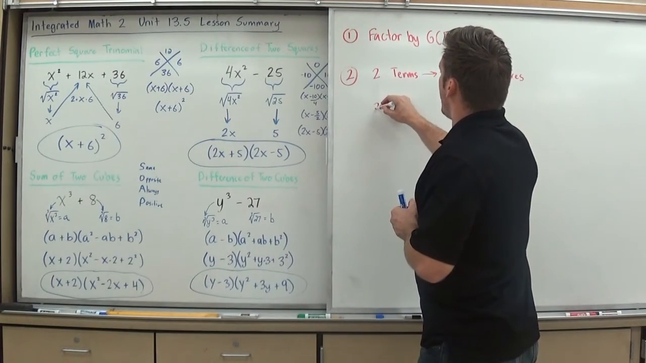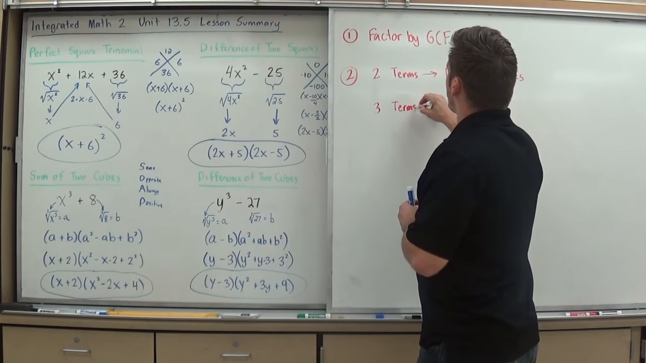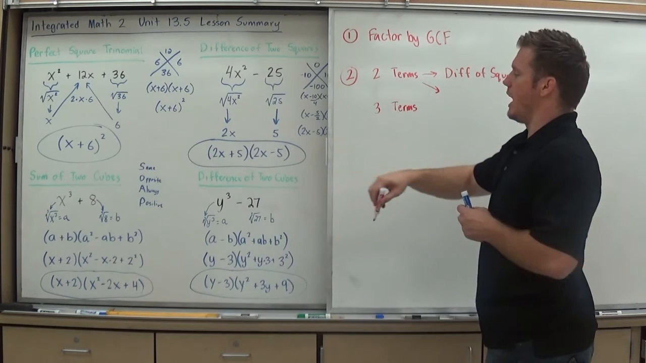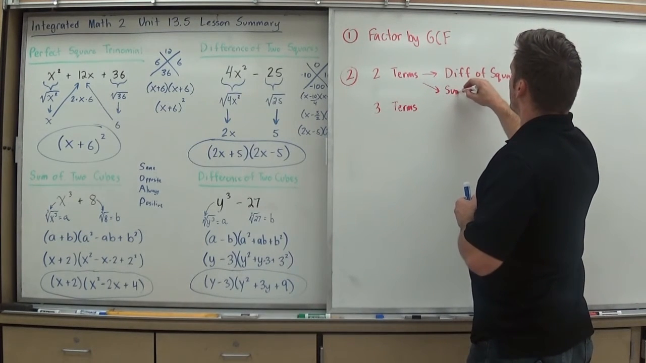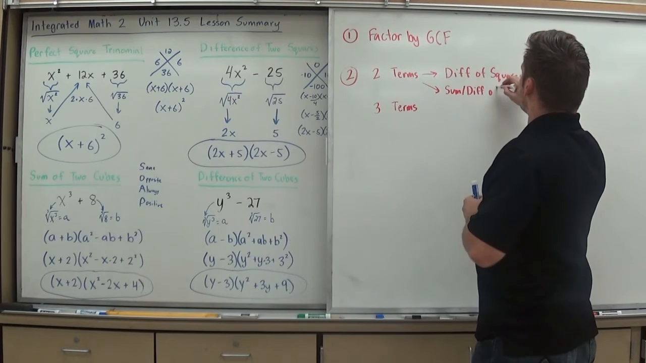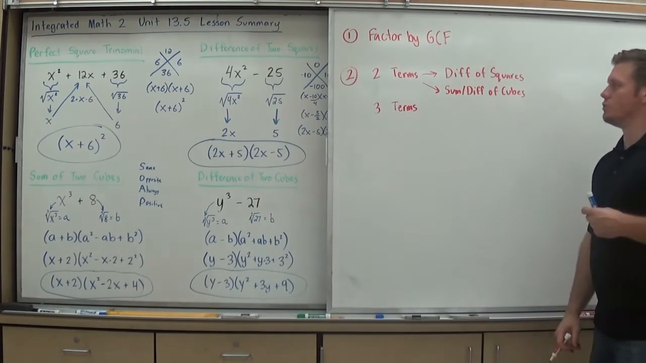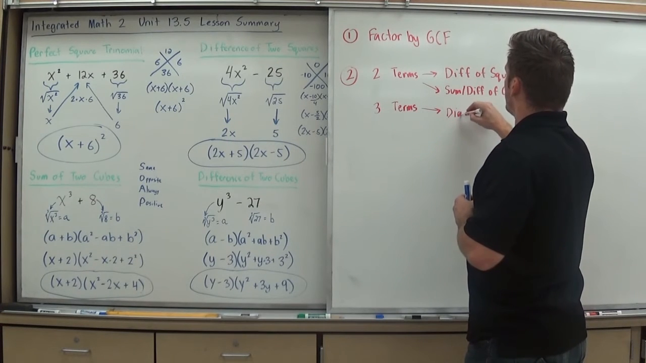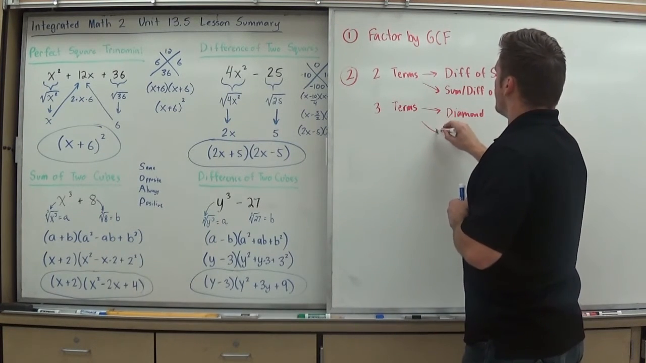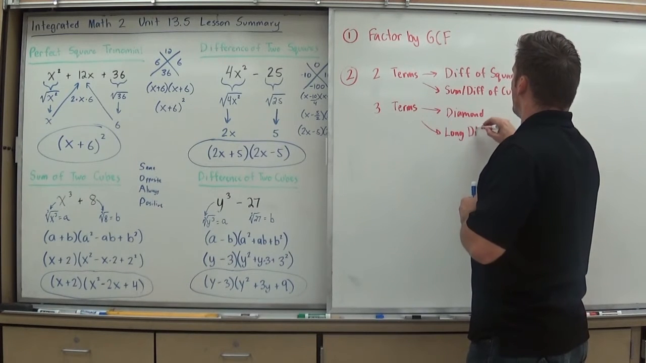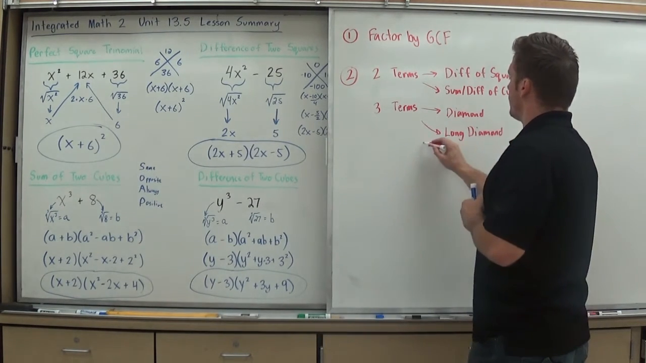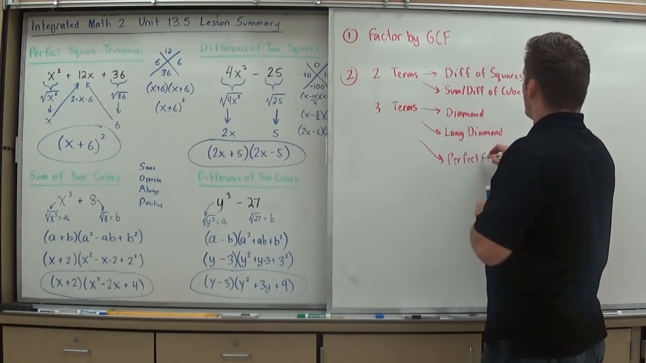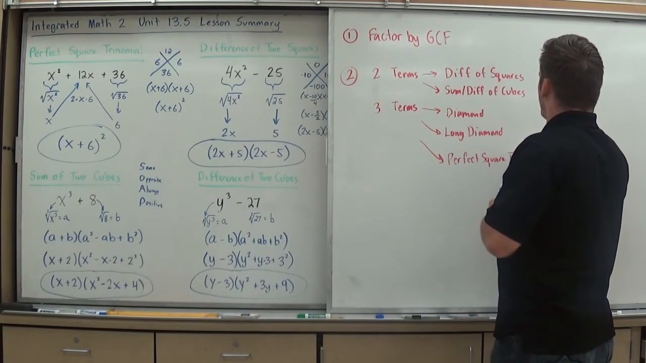If it has 2 terms, you could do difference of squares, but you could also possibly have one of the cube ones. That's really the only 2 options you have if it has 2 terms. If it has 3 terms, we're going to do our diamond factoring. We could potentially do our long diamond factoring, although I would argue those are the same steps. Or you could potentially have a perfect square trinomial.